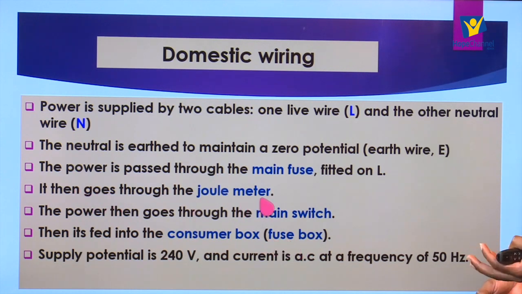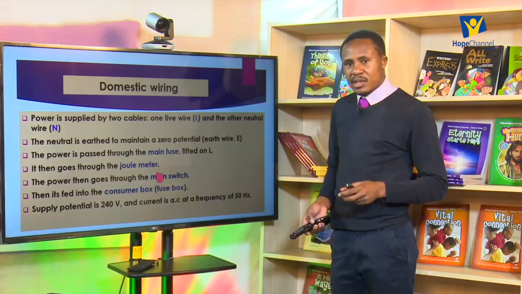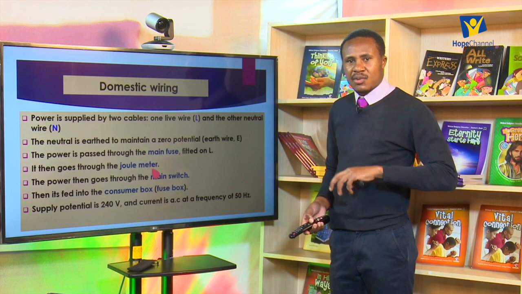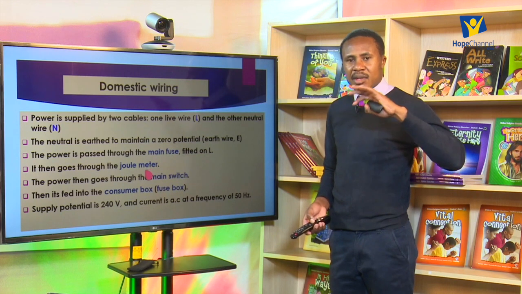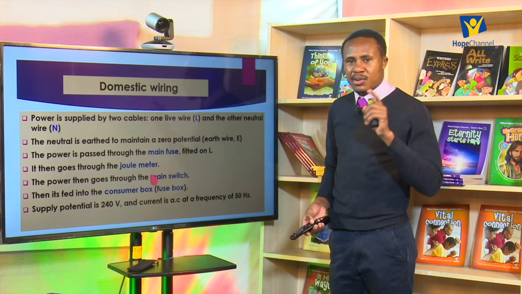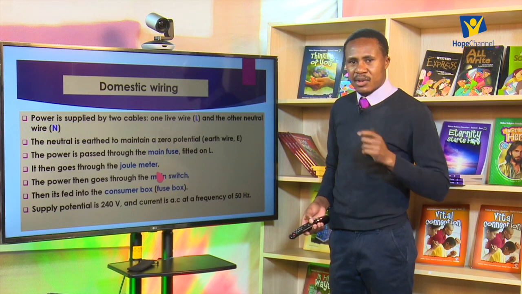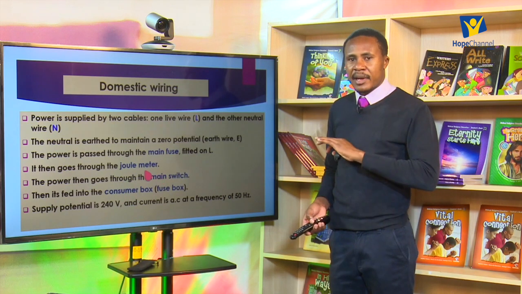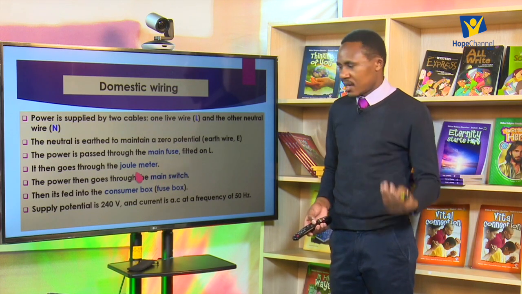So these are the important main parts of the domestic wiring. The main fuse, the joule meter. From the joule meter, we have the main switch. Now the main switch is used so that should you want to cut off the supply of electricity to all the circuits in the house, you don't have to go switching independently. You don't have to switch off the lights, the ring main, the cooker, the heater one by one. The main switch cuts off the supply to all the circuits within that house.